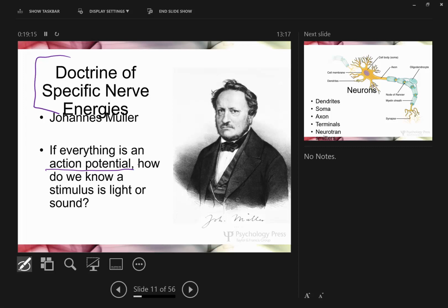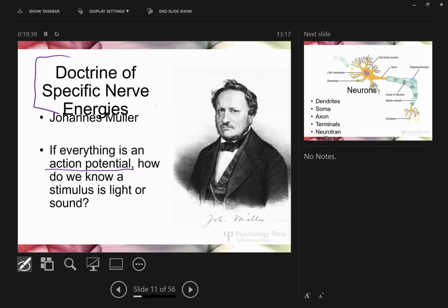So, if everything is just an action potential, if once you get into the nervous system, everything's just this electrical signal, how do we know if something is light or if it's sound or if it's touch? And the important thing here is the destination. Is this going to visual cortex? Is it going to auditory cortex? Where is it coming from and where is it going? That's how we know what it is.